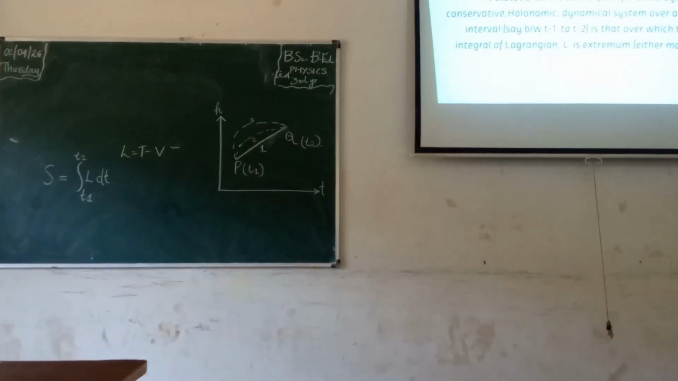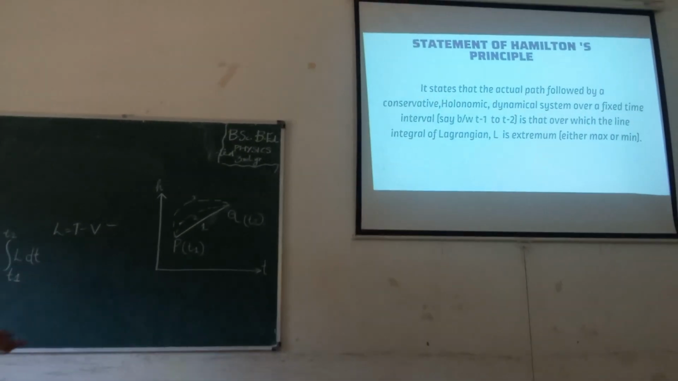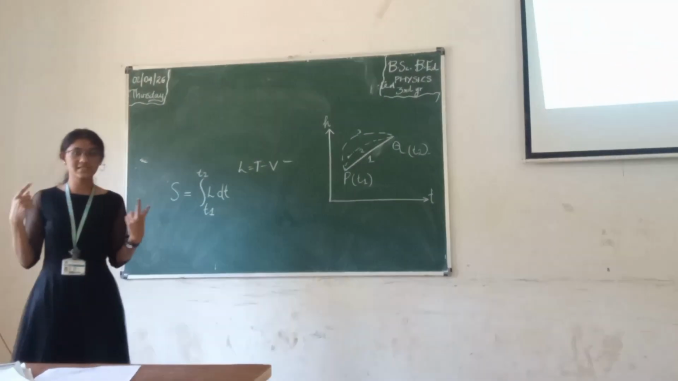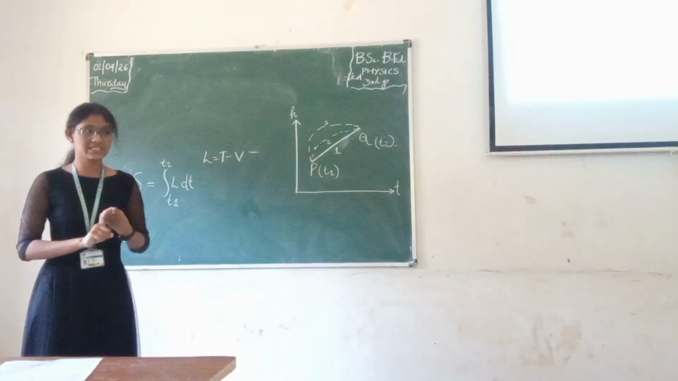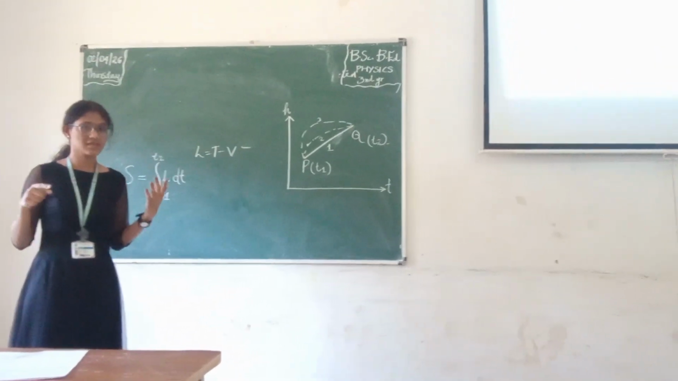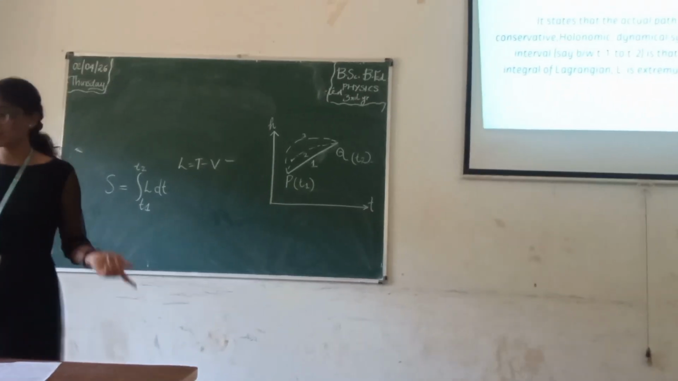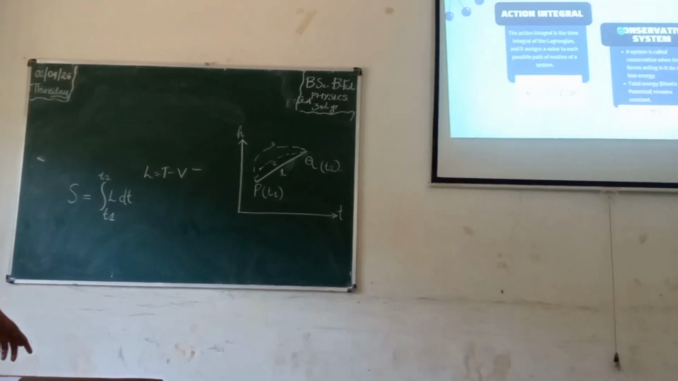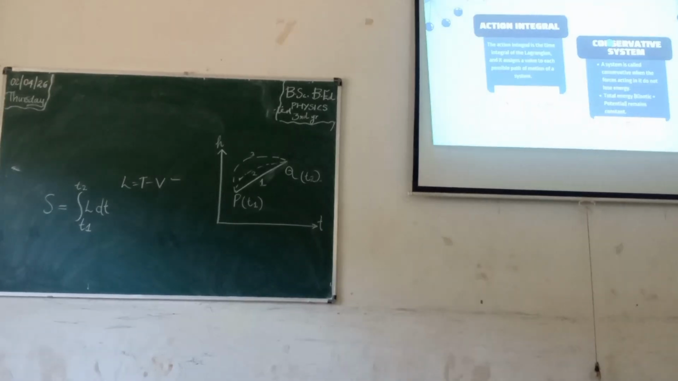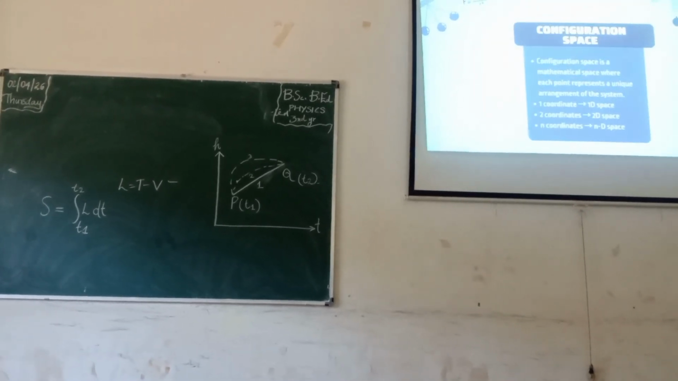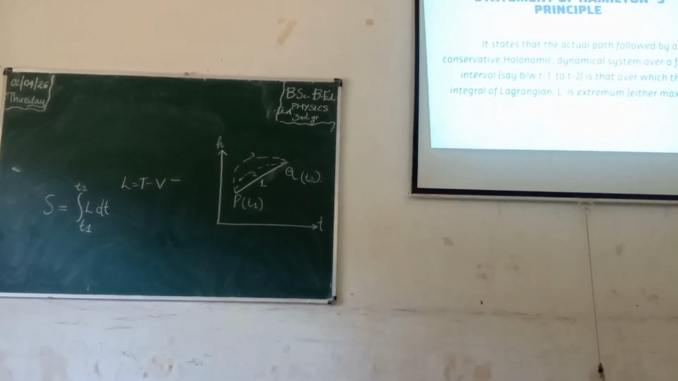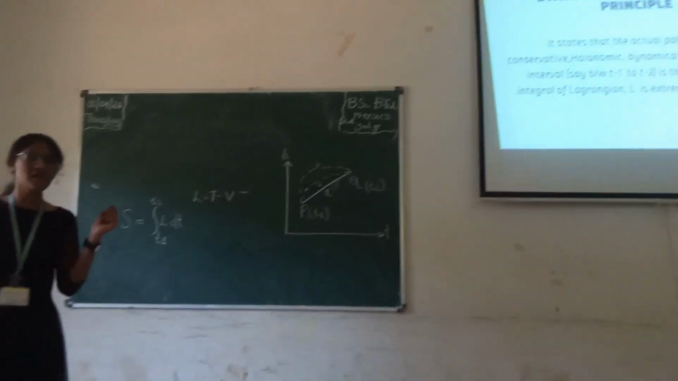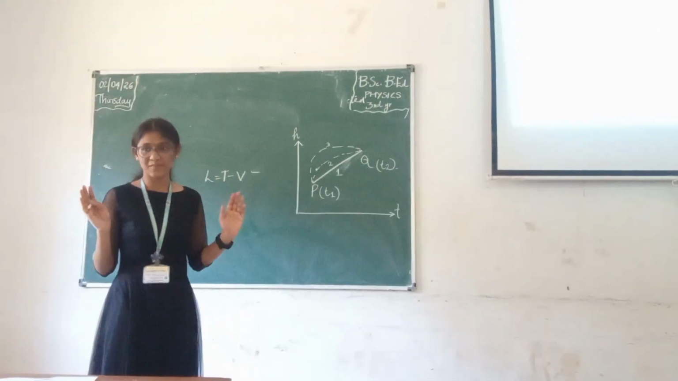Configuration space. Now we know what an action interval is. Then we understood what a conservative system, holonomic system, configuration space, monogenic system are. So I hope it is clear. If we understand till this point, we can understand the statement of Hamilton's principle. It is quite simple, as I explained.